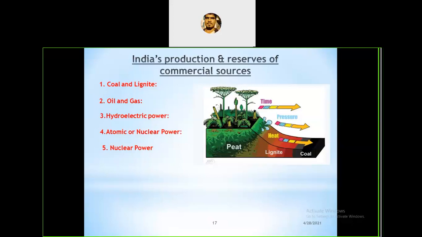And after that, the next, third, is hydroelectric power. Hydroelectric power is also called water power. We already briefly discussed it in the introduction class. Hydroelectric power means the water has energy in the form of potential energy, which is then converted into kinetic energy. After kinetic energy, it is converted into electric energy with the help of devices called turbines.